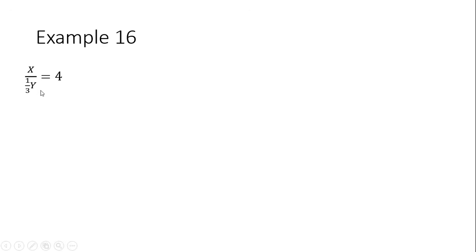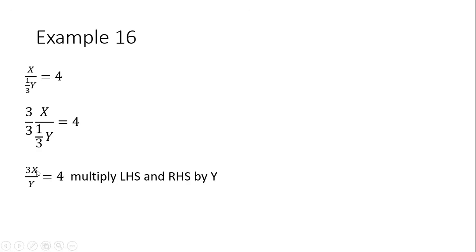And example 16, x divided by 1/3 y equals 4. Let's simplify this mess on the left-hand side. We can do that by multiplying the left-hand side by basically 1, 3 divided by 3. If we do that, you'll notice that this 3 and the 1/3 will cancel and the denominator just becomes 1. So you get 3x divided by y equals 4.